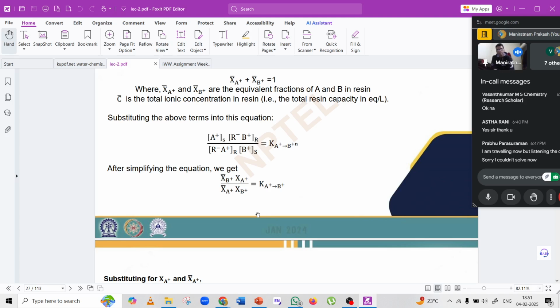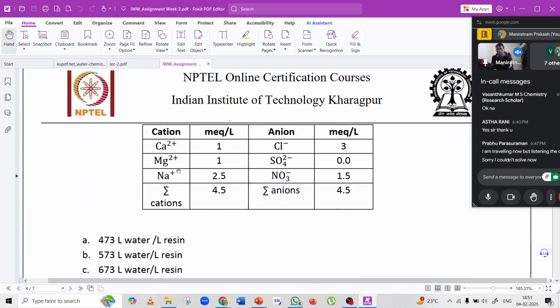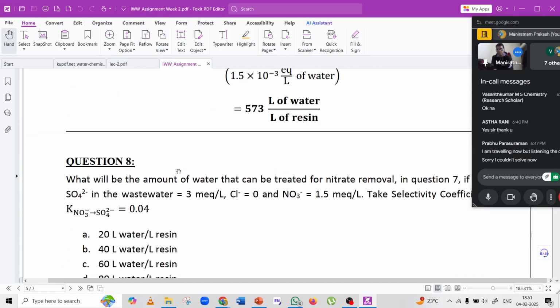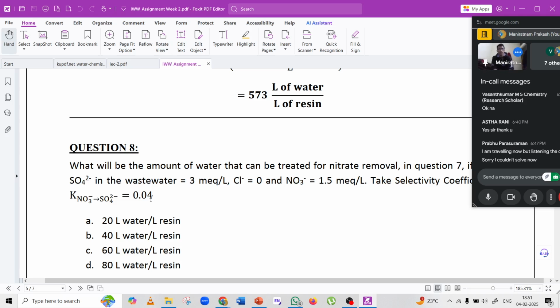There was another method: if k is 4 for the forward reaction, then for the backward reaction the k will be in reverse order, that is 1 by 4. Another method is that if it is 0.04, then someone can reverse it, 1 by 0.04, which will be around 25.